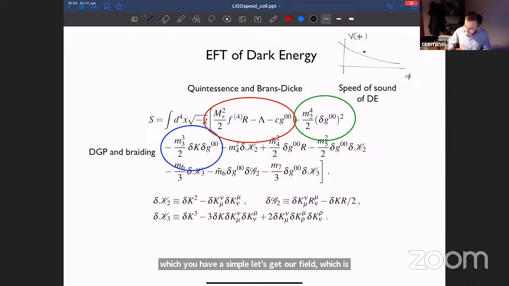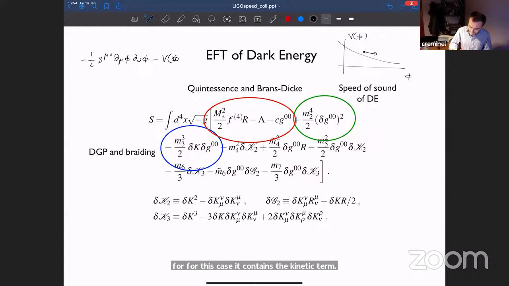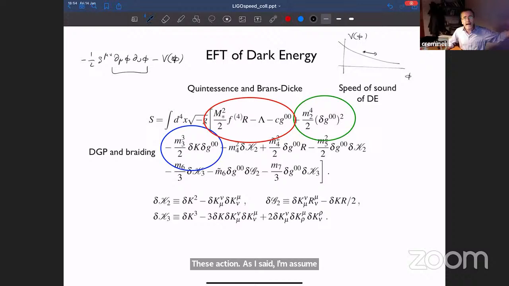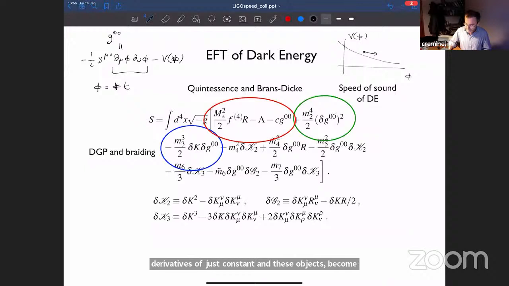Okay. So why does it have this form? Well, because the action for this case contains a kinetic term, and there is also a potential term. But when I write this action, as I said, I'm assuming that time coincides with the surfaces of constant phi. So basically I'm making a choice of gauge in which I assume that phi is, up to a constant, proportional to time. So there are no fluctuations in this. This means that these derivatives are just constant and this object becomes just G upper 0, 0. So this is the reason why you have G00 here.